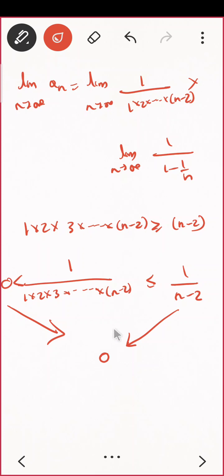So what is the final answer? That is, limit of n square upon n factorial is equal to 0 when n goes to infinity. Yeah. One more part was remaining actually. Let me just quickly state that.